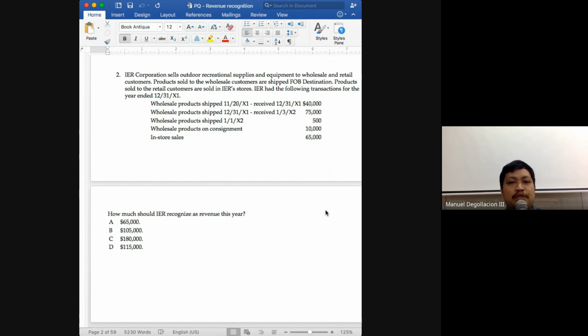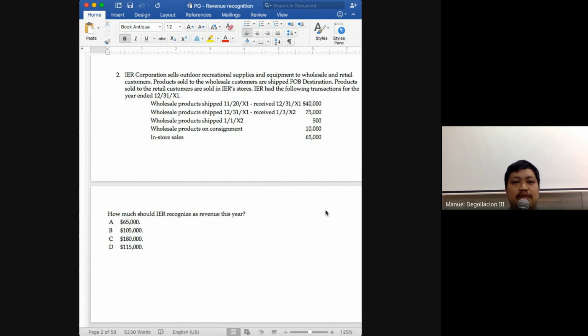Now, FOB shipping point, the title over the goods will transfer the moment they are shipped. How about the 500 here? The products that were shipped on January 1, X2. Will this already form part of our revenues for year X1? The answer is no, because it was not yet shipped during X1. When was it shipped? Only the following year. So whether FOB destination or FOB shipping point, the 500 will not be part of our answer.